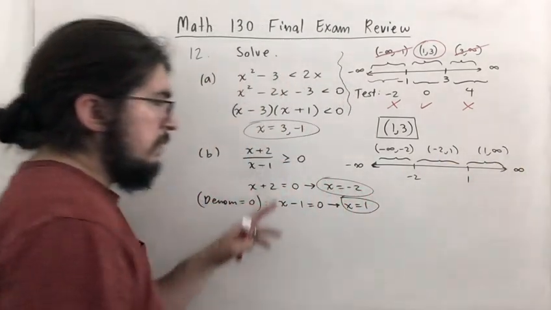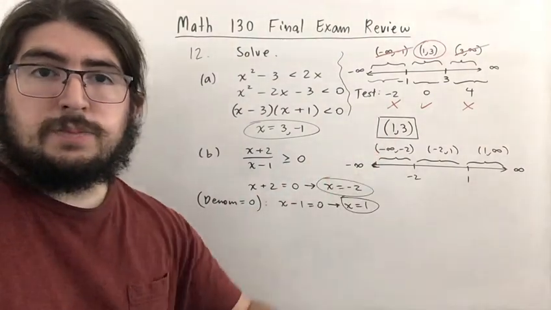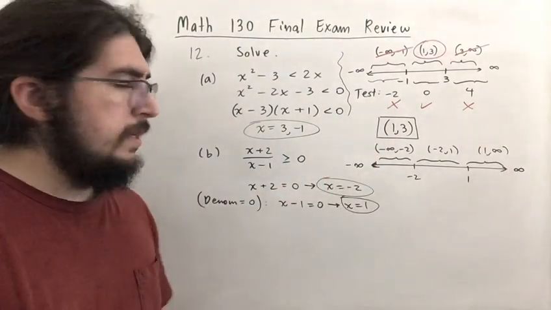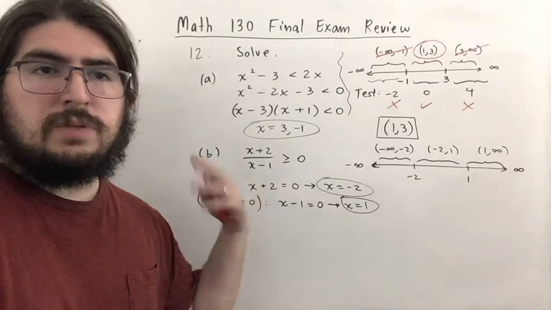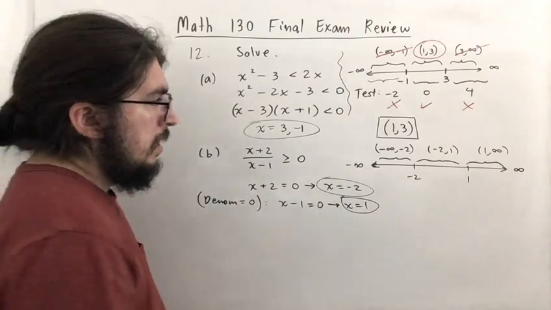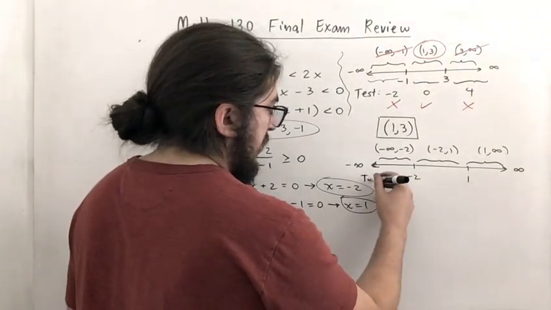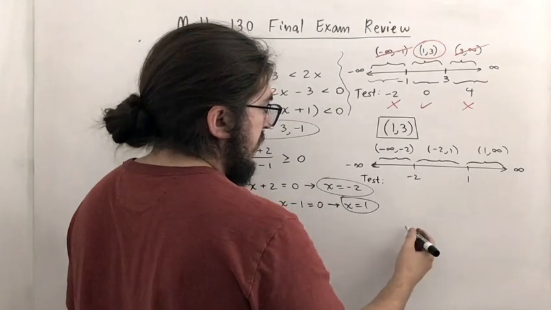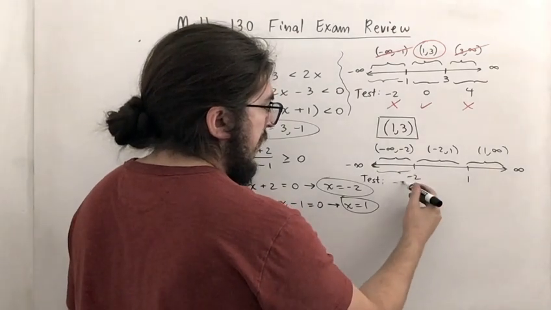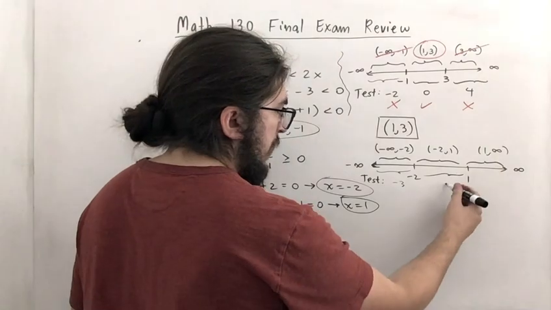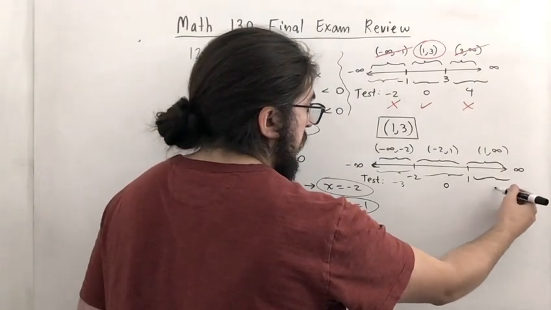Now, because this symbol is or equal to, we'll have to change some of these parentheses, some, not all of them, to brackets eventually, but I'll do that at the very end. Now, what are we going to test, though, I think is the big question at hand here. So here we'll plug in negative 3. Here we're between a negative and a positive. We can pick 0. And here we can pick 2.